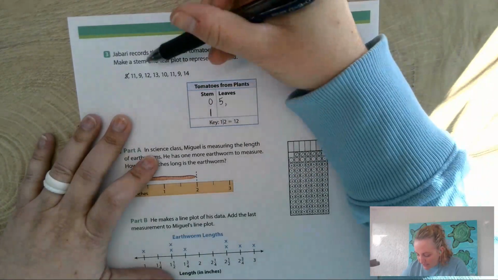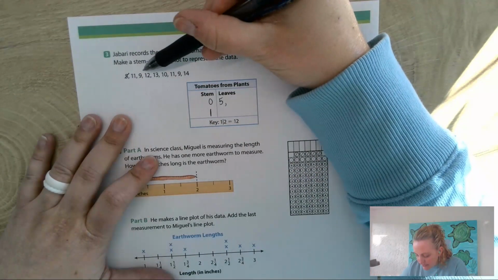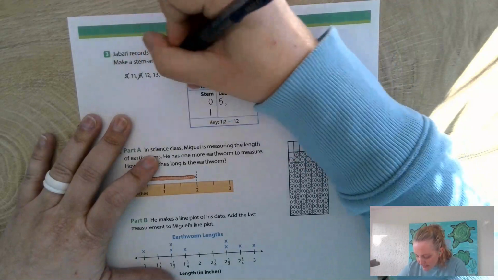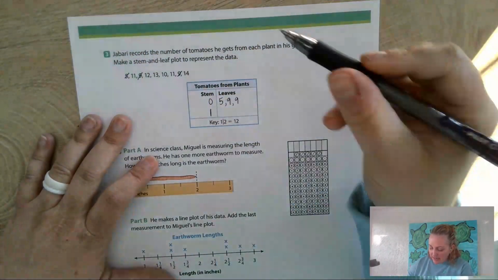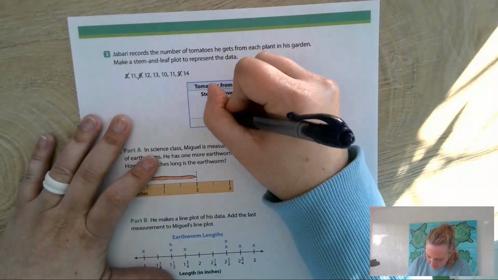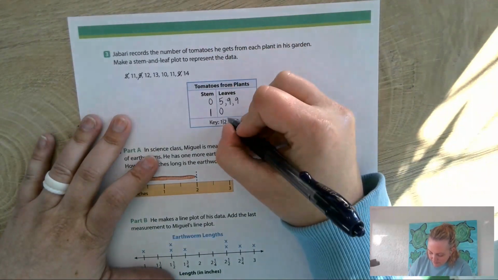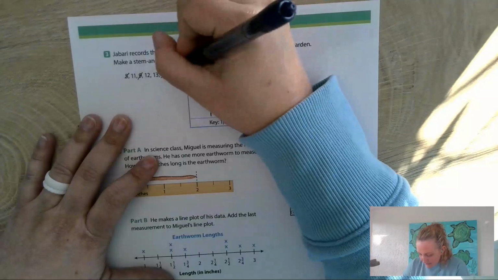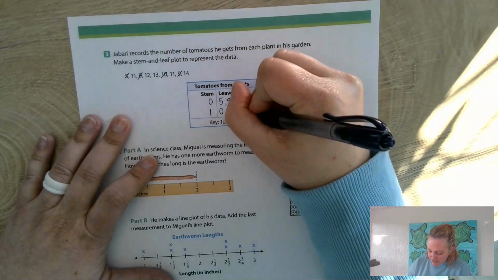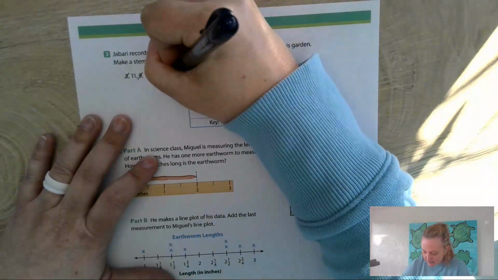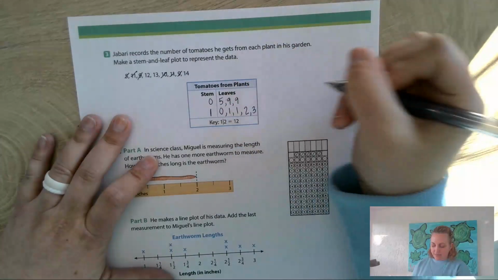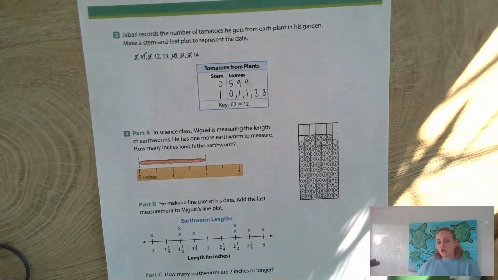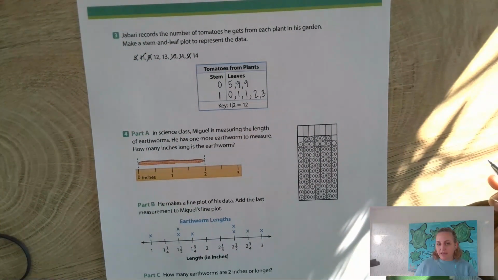All right, and then I have, let's see here, I have 9 and 9. I have it twice, so I have to write it twice. I have 10, so that gets a 0 right there. I have 11 and 11, so 2 ones. And then I have 12 and I have 13. Okay? So in this case, I just had to make my stem and leaf plot.